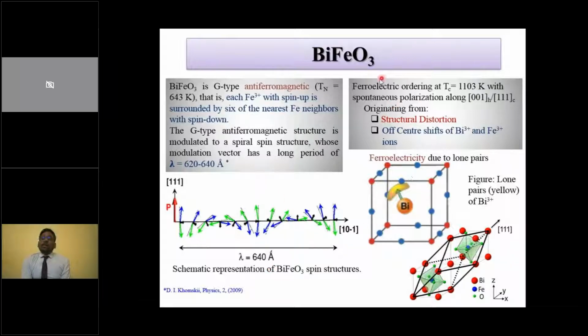In the case of ferroelectricity in bismuth ferrite, it basically comes from the structural distortion as well as the off-center shifting of the bismuth 3+ ions as well as Fe3+ ions. Ferroelectricity basically comes from the position of the lone pair in the bismuth ion. Here it is shown in this yellow picture.